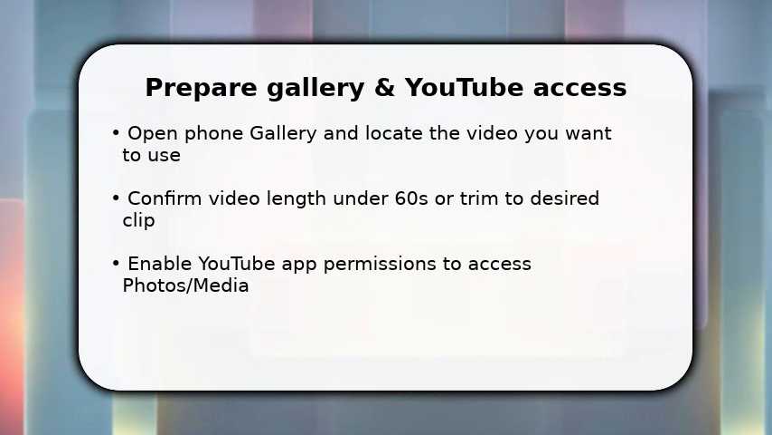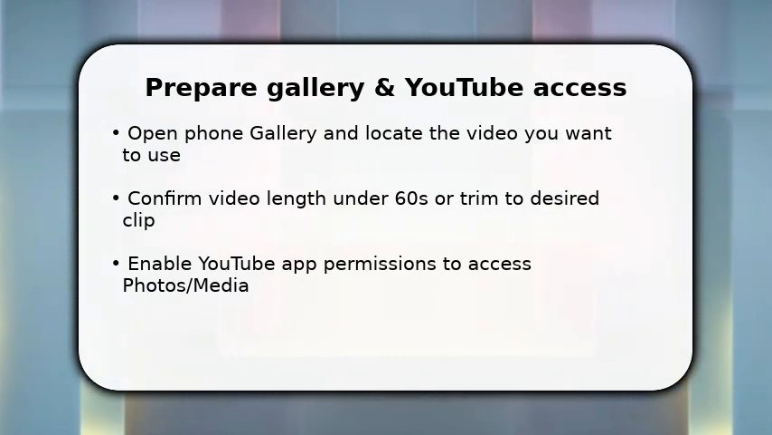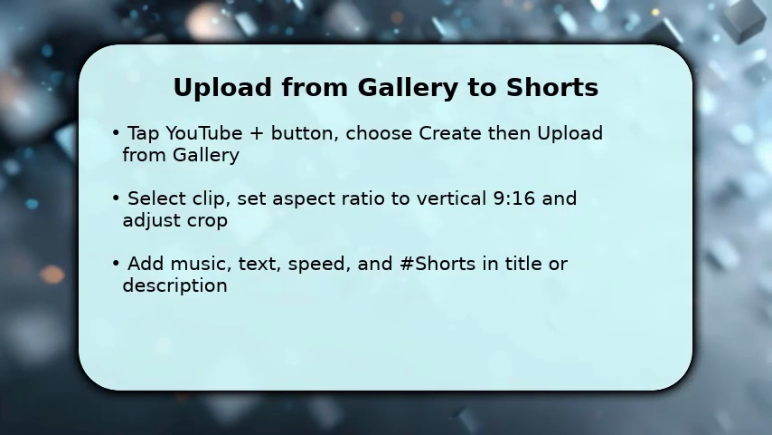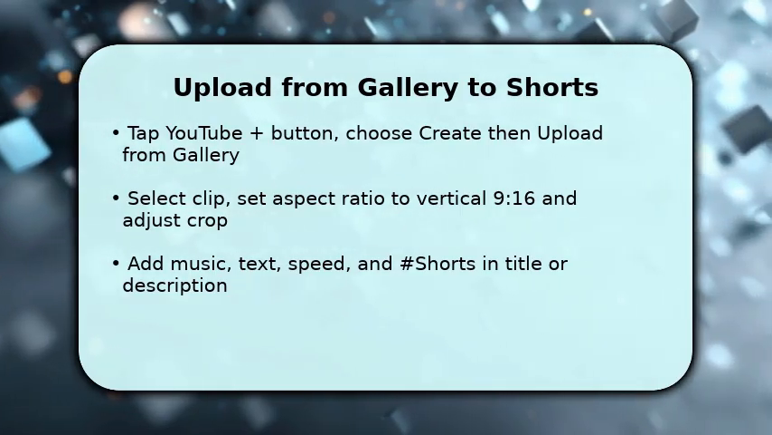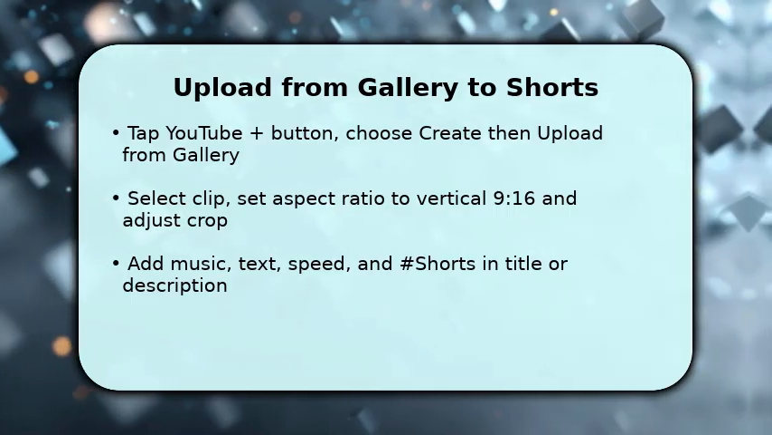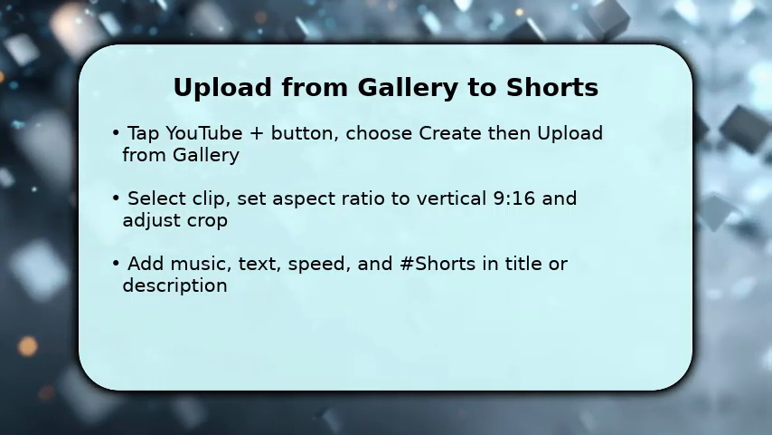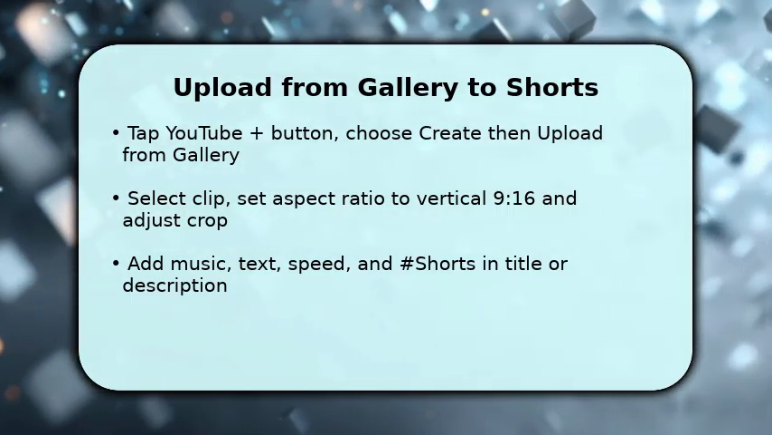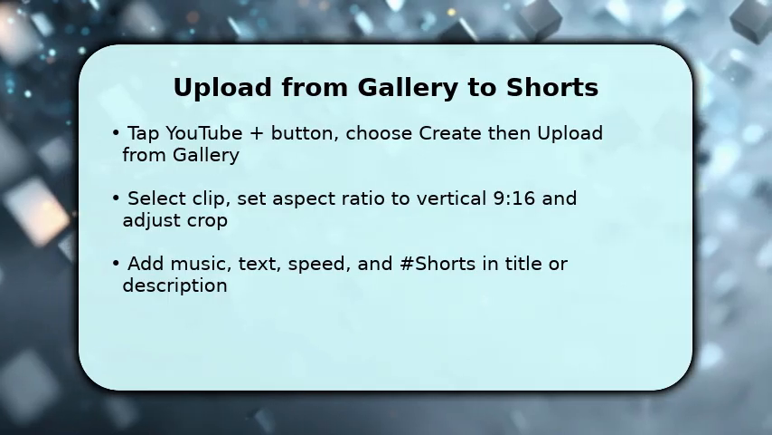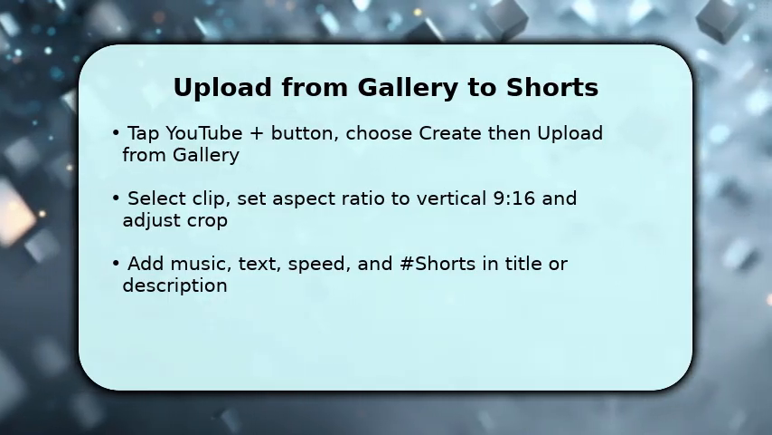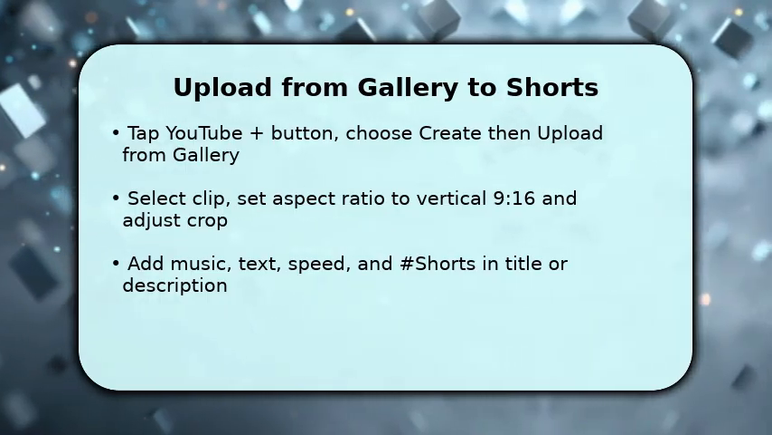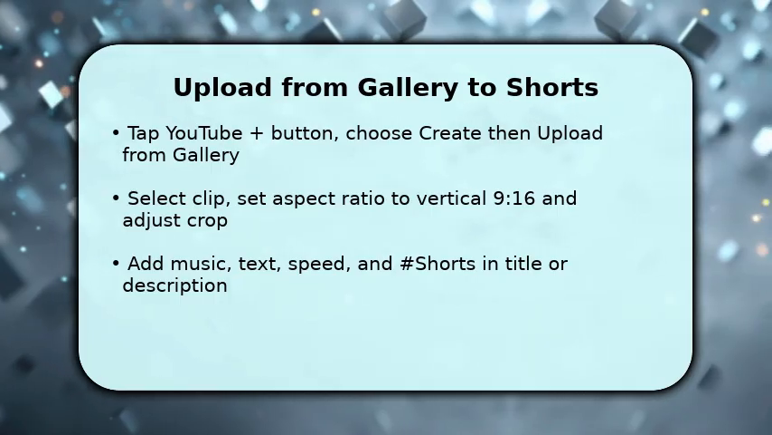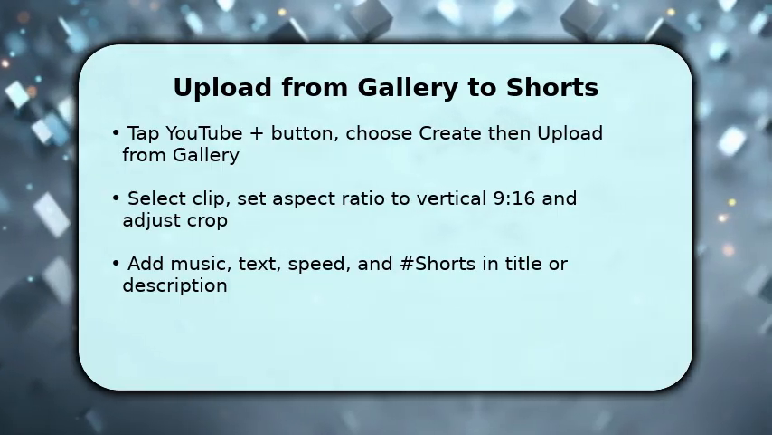Open YouTube and tap the plus button, then choose Create and Upload from Gallery. Select the trimmed clip you prepared. Once loaded, make sure to set vertical aspect or crop to a 9:16 frame so it displays correctly as a short. After framing, use YouTube's editor to add music, captions, text overlays, and adjust speed. These enhance engagement. Also include the word #shorts in the title or description for discoverability. Make those creative edits now, so the video reads.